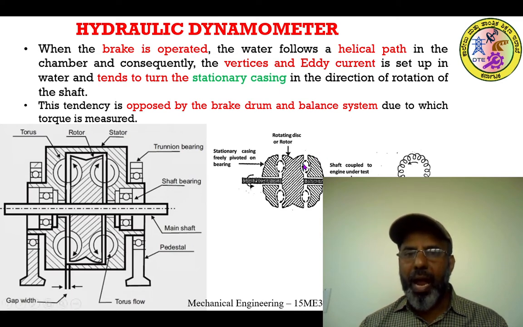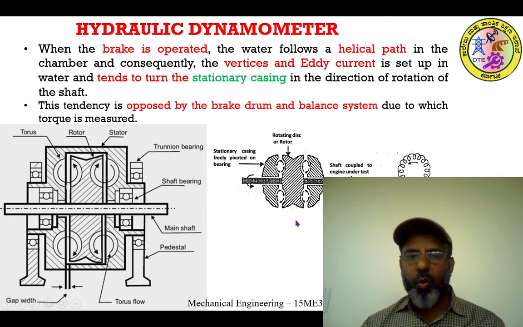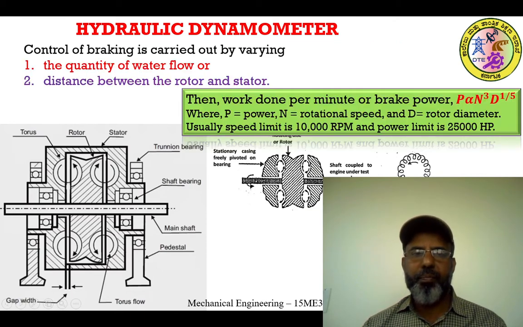The brake drum and balancing system is attached to the stator. When the brake is applied, the water will follow a helical path in the chamber. Because of that, a turbulence effect, or vortices and eddy currents, is set up in the water, and this makes the stator rotate in the direction of the rotor or the shaft. This tendency is opposed by the brake drum and the balancing system, due to which torque is measured.